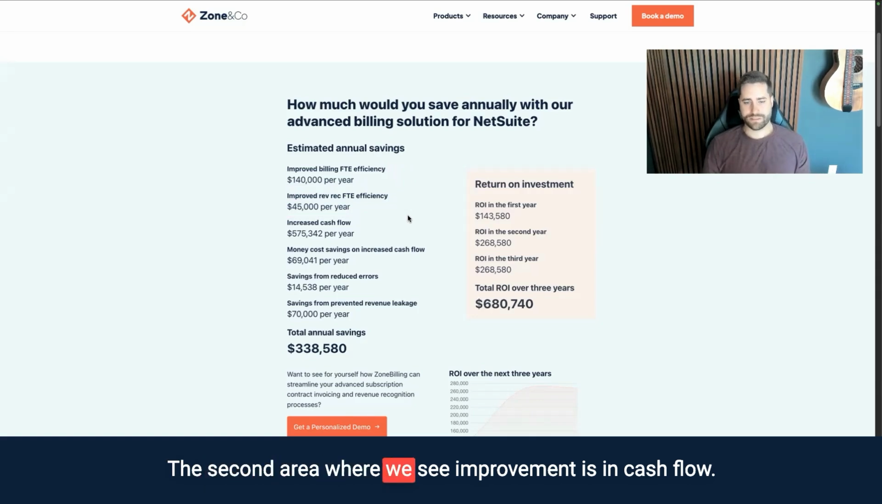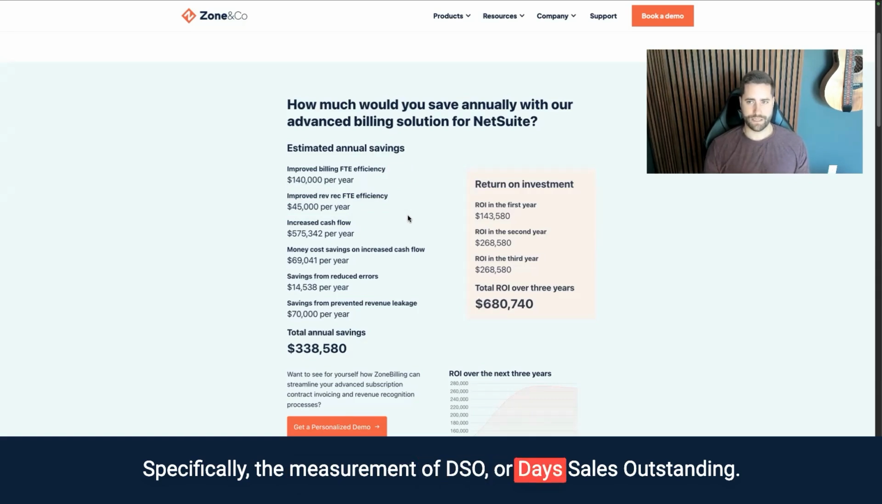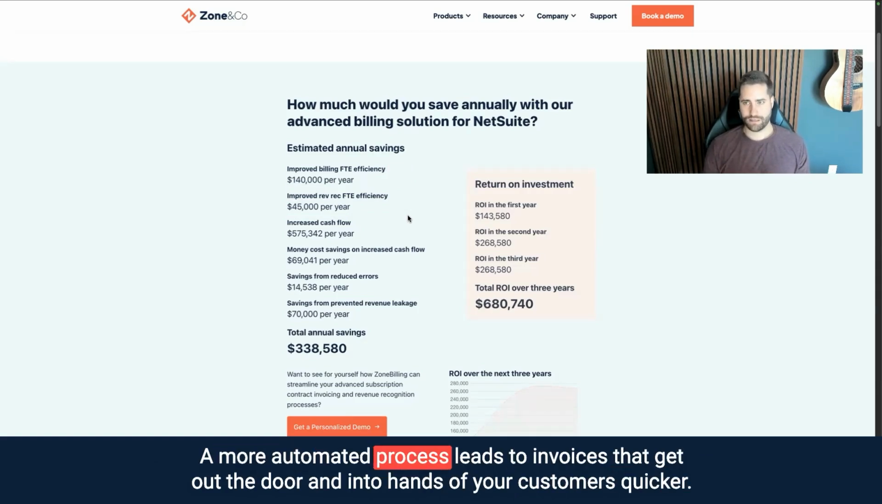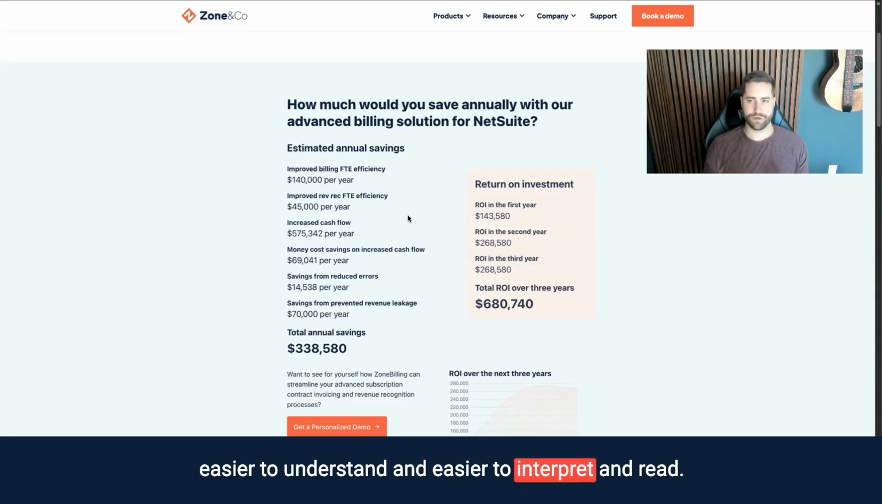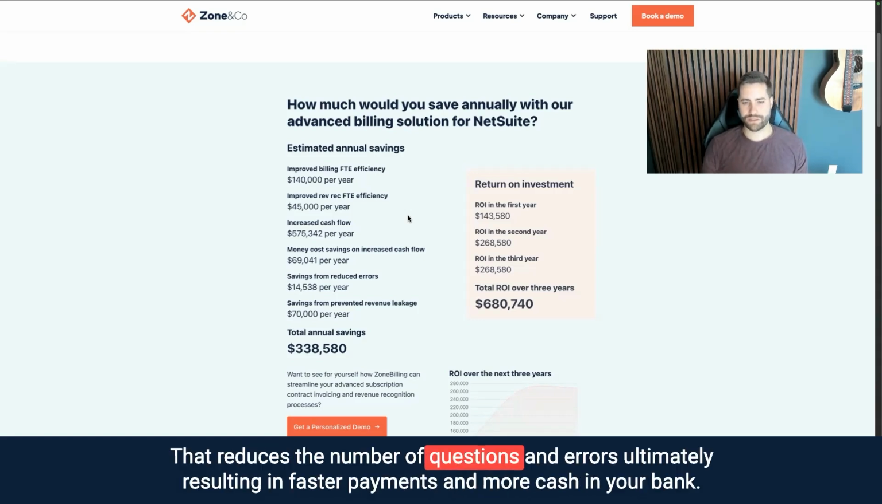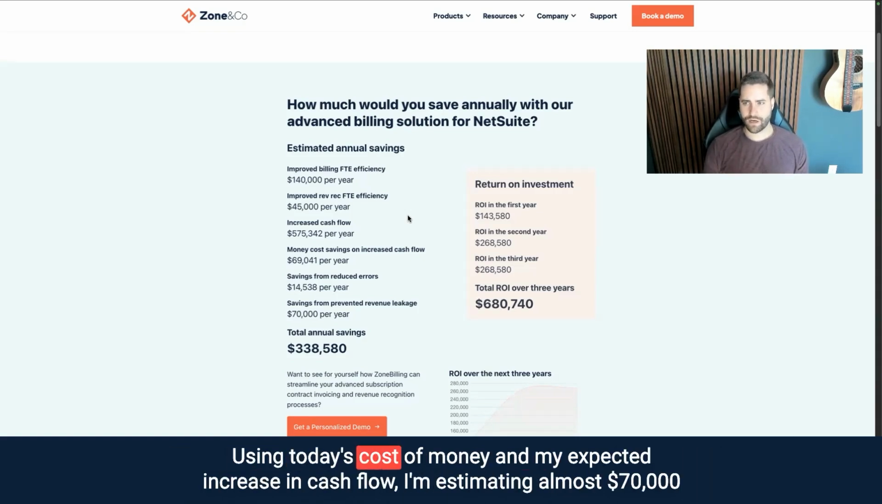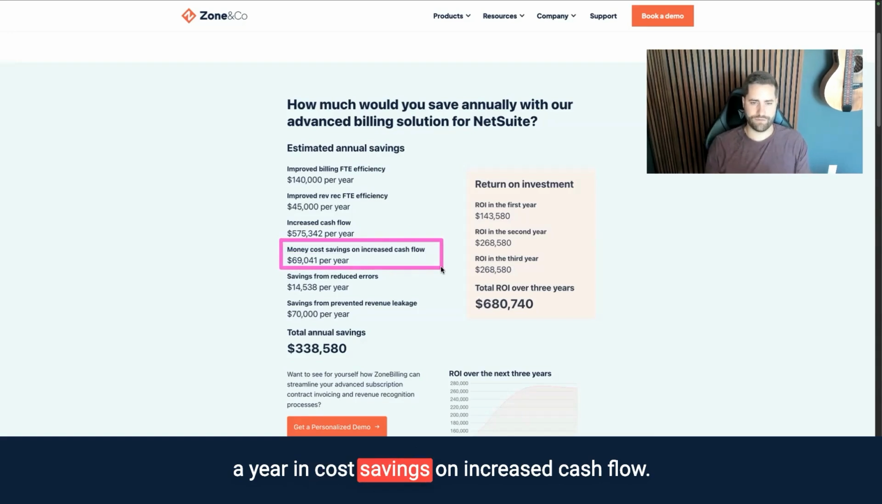The second area where we see improvement is in cash flow, specifically the measurement of DSO, or Days Sales Outstanding. A more automated process leads to invoices that get out the door and into the hands of your customers quicker. And also with more sophisticated software, the invoices that are delivered and presented to your customers are easier to understand and easier to interpret and read. That reduces the number of questions and errors, ultimately resulting in faster payments and more cash in your bank. Using today's cost of money and my expected increase in cash flow, I'm estimating almost $70,000 a year in cost savings on increased cash flow.